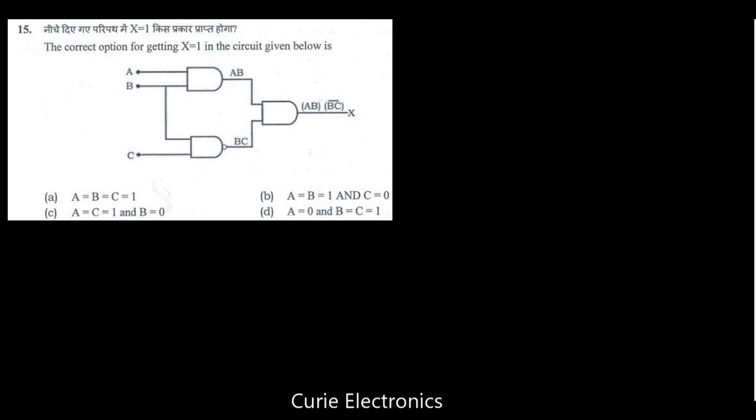The correct option for getting x equal to 1 in the given circuit below is, the output we need is 1. What is the combination of the input? We know this is an AND gate. For an AND gate, whenever we give both the inputs as 1, at the output we will get 1.